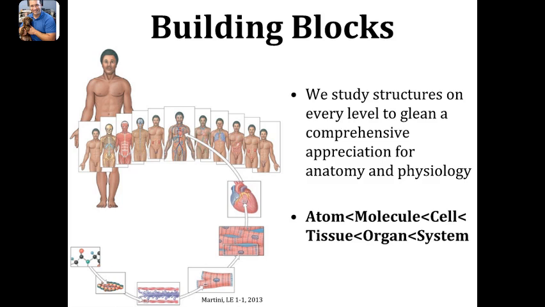So, say it, know it, understand it. Chemistry, cell, tissue, organ, system. You have to remember that there's a hierarchical model for anatomy and physiology, and these are the building blocks of life, essentially. We're going to study these. It's important for us to look at anatomy and physiology on all these levels so that we can fully understand.